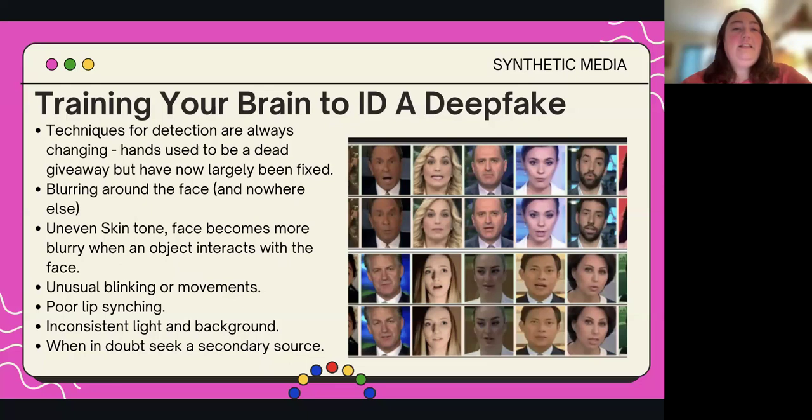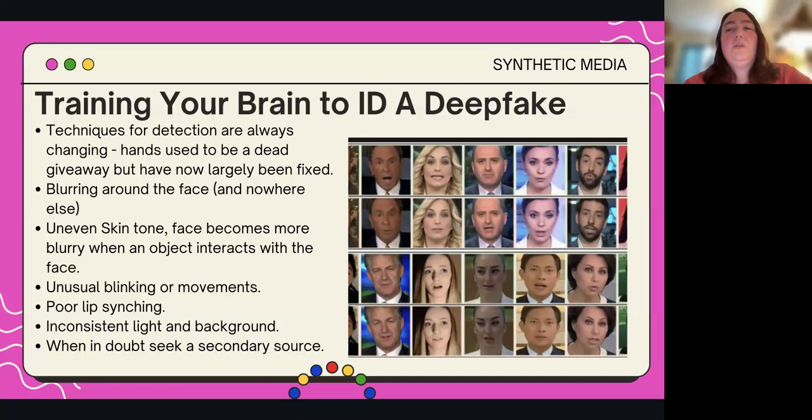So some techniques are good, but techniques are always changing. Hands used to be a dead giveaway. It used to be that no synthetic media could handle what the human hand looks like. They're kind of complicated. Now that has been largely fixed, but not all the time. So always keep your eye out for extra fingers, fused fingers, weird webbing, weird lines.